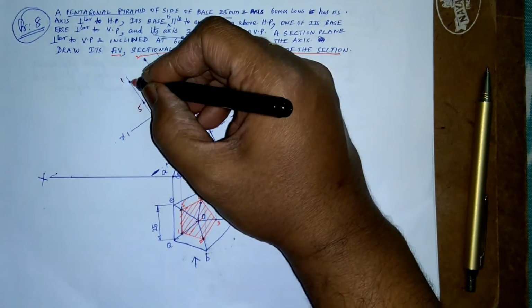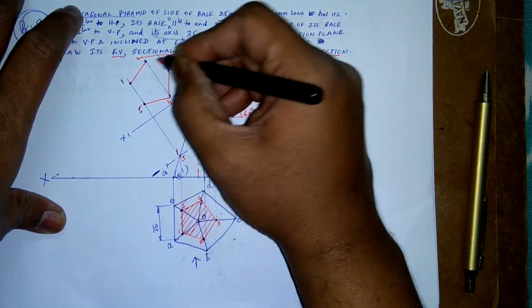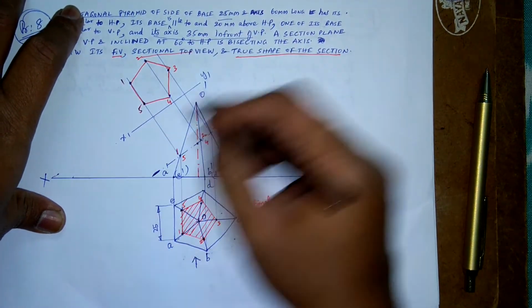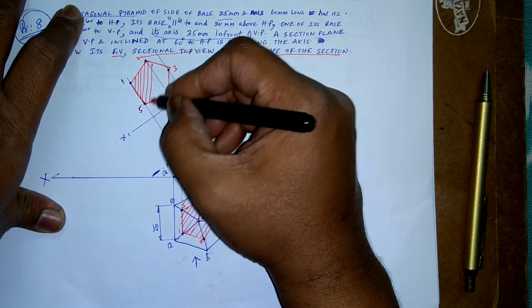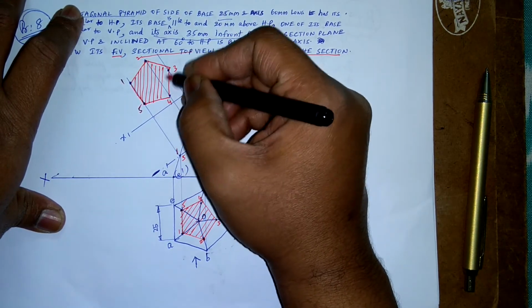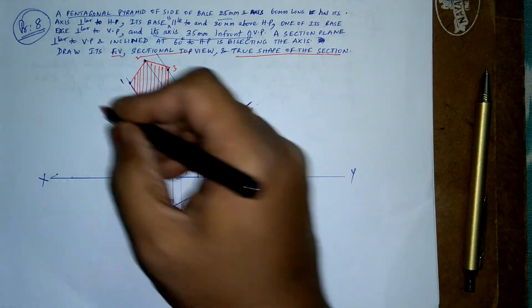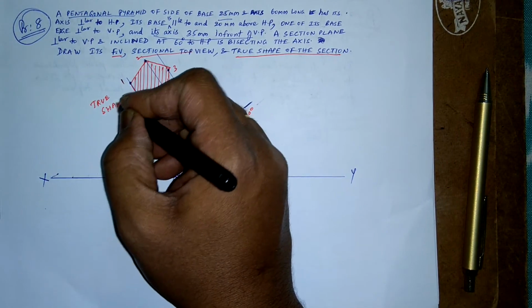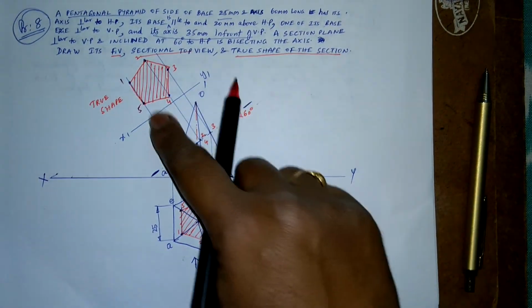So this I'll just join. I'm not using a ruler here. I'll just draw it quickly so that we can save some time. So to the x1 y1 I'll set a 45-degree angle and then draw the hatching lines. These are called the hatching lines. So now this is the true shape, by the way. True shape of the pyramid. This is the true shape.